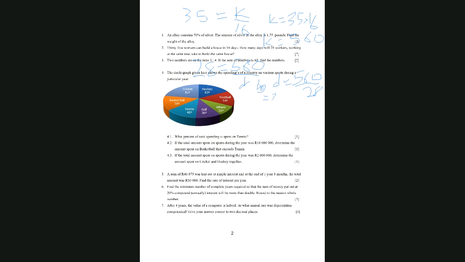As the workers increase, the number of days decrease. As the workers decrease, the number of days increase. So it will be an inverse proportion. Good. That means that we have studied unit one very well. Another thing that you can use is ratios.